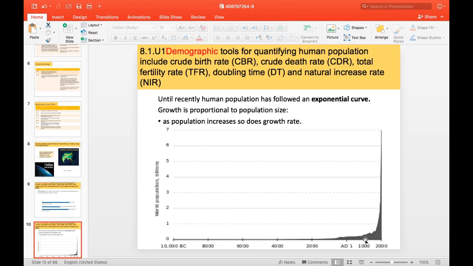1 to 2000. So we don't have a prediction, it's just up to 2000, when we reach the 7 billion population. So as you can see, it's a J curve that shows an exponential curve.